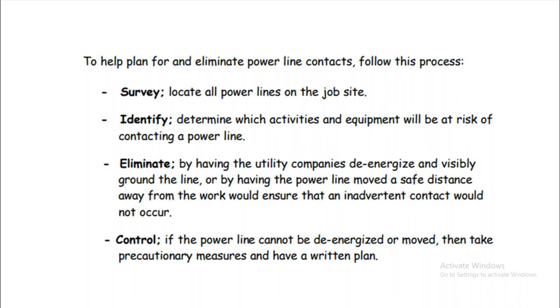Identify. Determine which activities and equipment will be at risk of contacting a power line. So you need to check if your equipment or any activity will contact the power lines. For example, excavations. There are underground utilities or power lines there, so you can hit the power lines during excavation. Okay. So in this regard, you need to identify all these power lines and make sure that the area is isolated so that all equipment and activities are aware that this location is a danger zone.